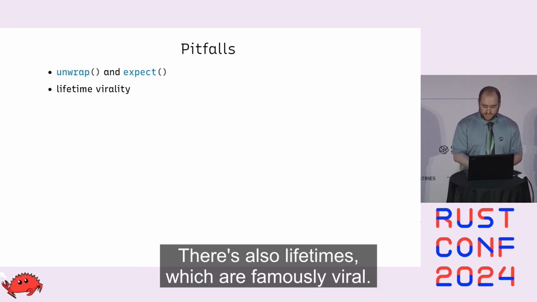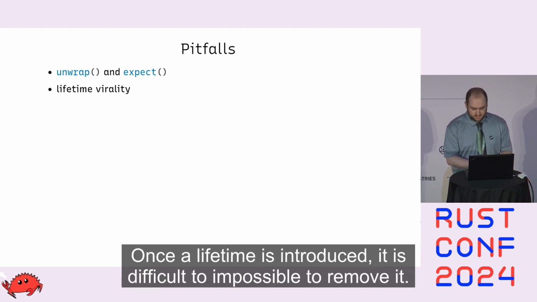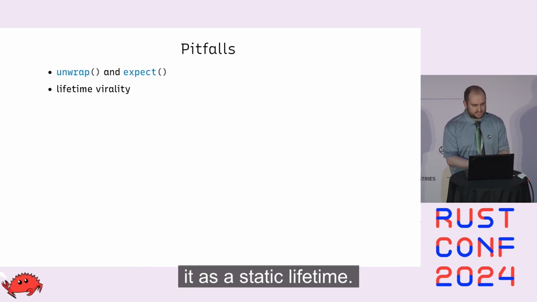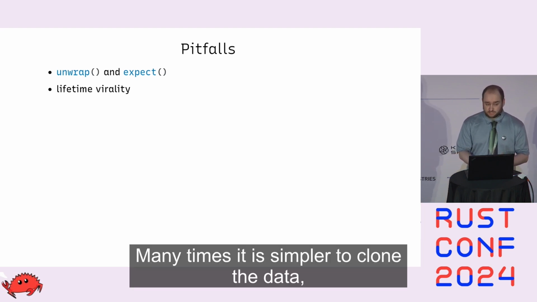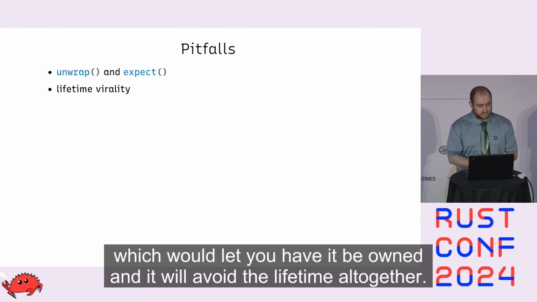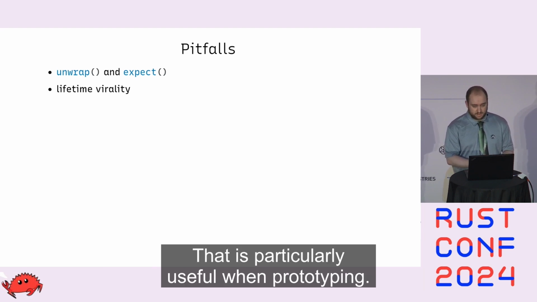There's also lifetimes, which are famously viral. Once a lifetime is introduced, it is difficult to impossible to remove it. If you have it stored as a field, you pretty much have to have it as a static lifetime. Many times it is simpler to clone the data, which would let you have it be owned and it will avoid the lifetime altogether. That is particularly useful when prototyping.